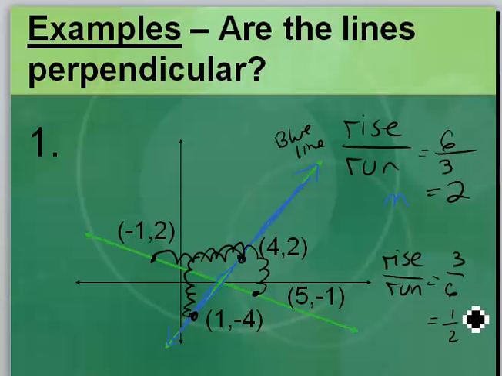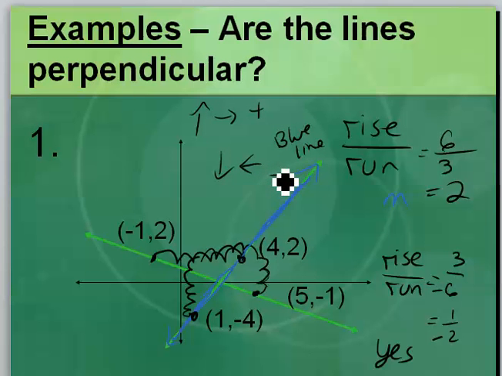These are reciprocals, a positive 2 and a positive 1 over 2. And on the second line, the green line, when we count up, that's a positive. When we count back, that's a -6. So in addition to being reciprocals, 2 and 1 over 2, these are also opposites. 2 is positive and 1/2 is negative. So yes, these are perpendicular. Remember that if you count up and to the right, that's a positive number. Down and to the left is a negative.